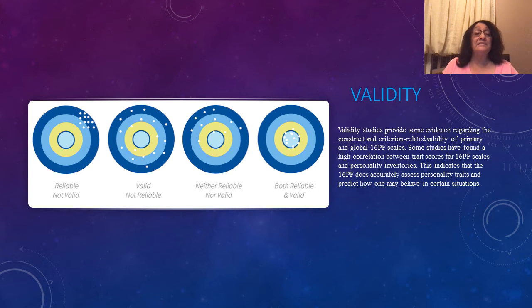Validity studies provide some evidence regarding the construct and criteria-related validity of primary and global 16 personality factor scales. Some studies have found a high correlation between trait scores for the 16 personality factor scales and personality inventories. This indicates that the 16 personality factor does accurately assess personality traits and predict how one may behave in certain situations.